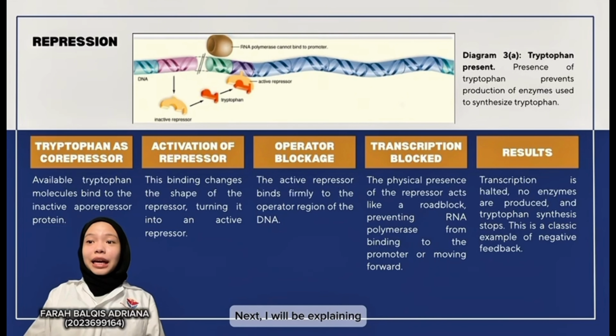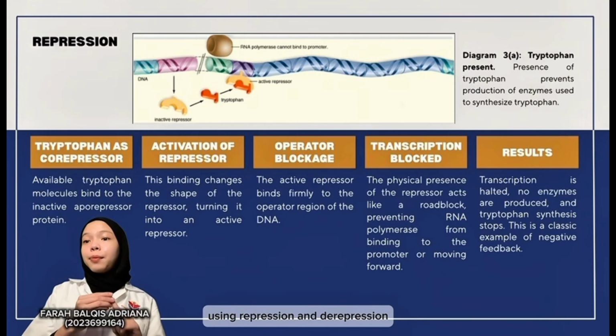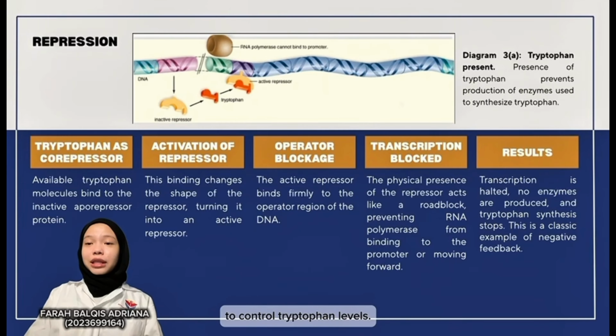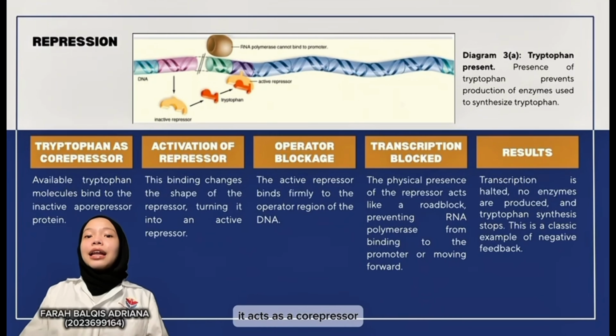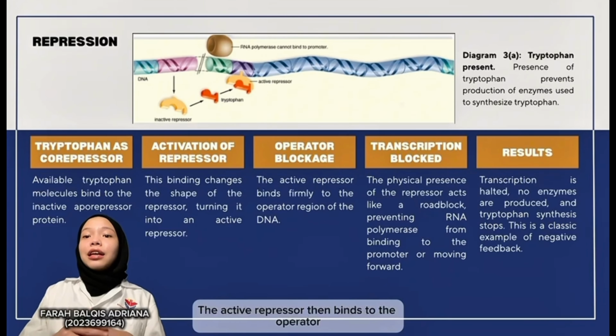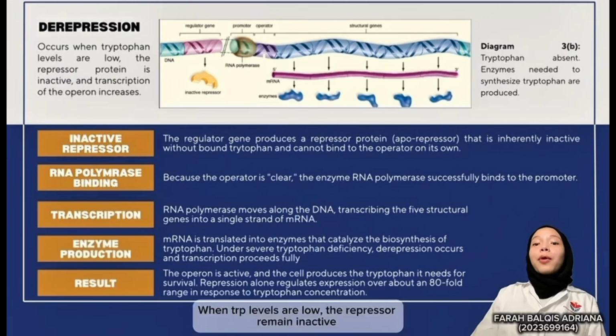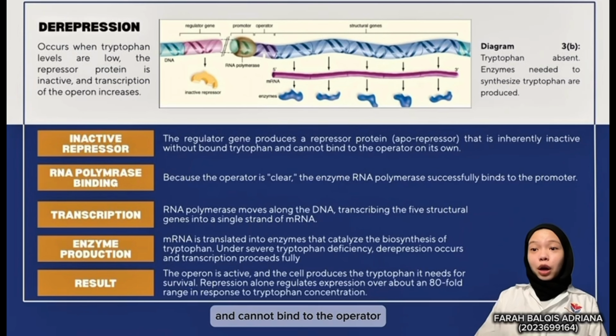Next, I will be explaining how the TRP operon operates as a repressible system using repression and de-repression to control tryptophan levels. When tryptophan is abundant, it acts as a co-repressor by binding to the inactive aporepressor protein and activating it. The active repressor then binds to the operator, blocking RNA polymerase and preventing transcription, which stops enzyme production through negative feedback.